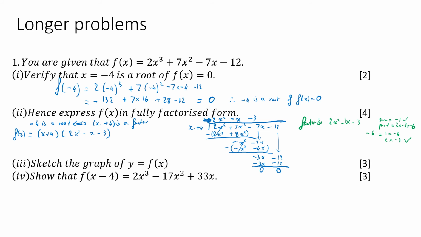So I'm going to keep my 2x squared. I'm going to keep my minus 3. I'll just have a separation here. And I'm going to split up my minus x into a plus 2x and a minus 3x. And I'm going to now factorize into two folds.